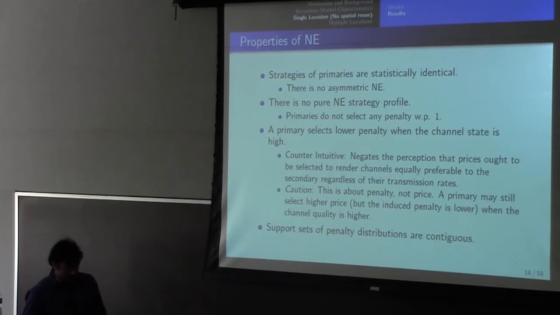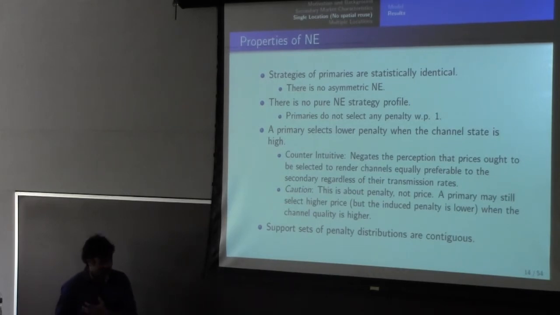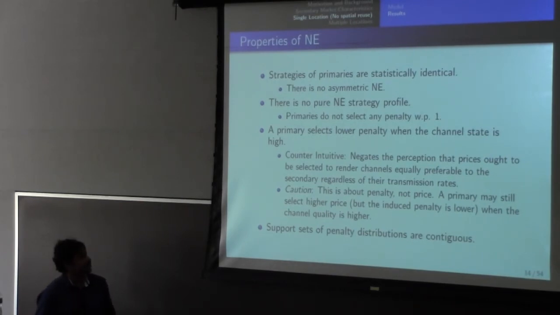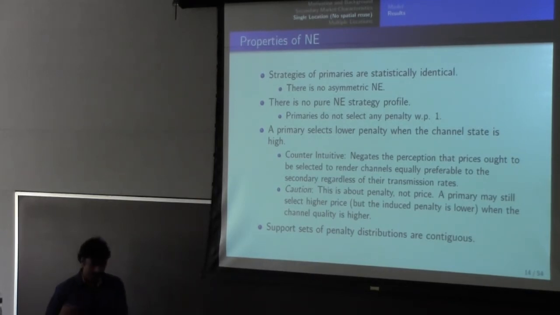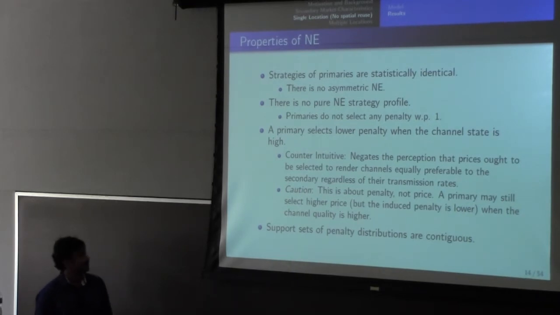So a primary will try to price the channel at different transmission rates such that the high quality channel will always be preferable to the secondaries compared to the lower quality channel. This negates the popular belief that the channel should be priced in such a way that each channel state will be equally preferable to the secondaries, right? But this is not about price; it is about penalty.